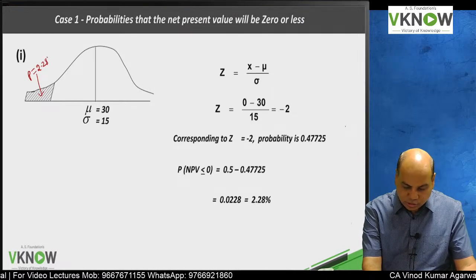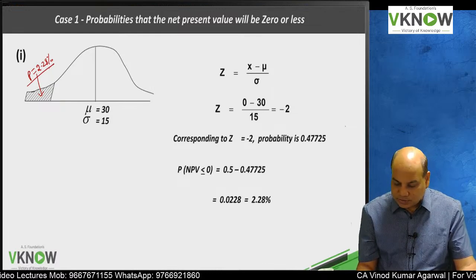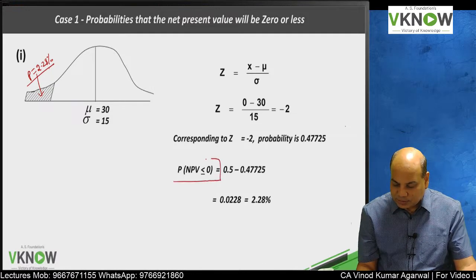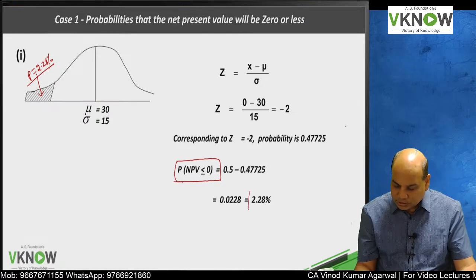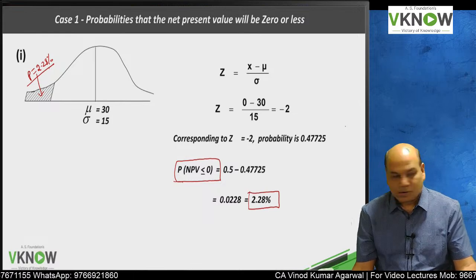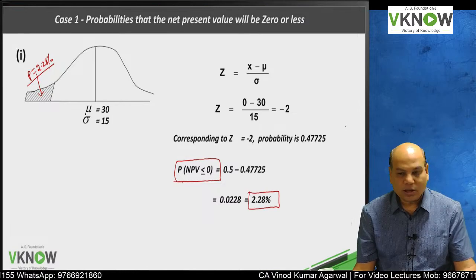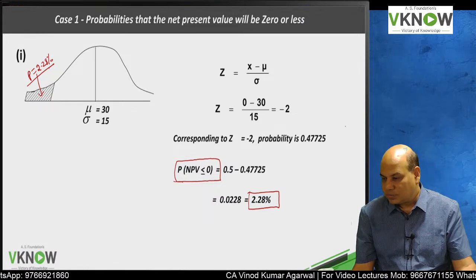Which means the probability of this area is 2.28%, which means you will get a negative NPV, 0 or less than 0, with 2.28% probability. Knowing this, you can take a more informed decision. Is it right?